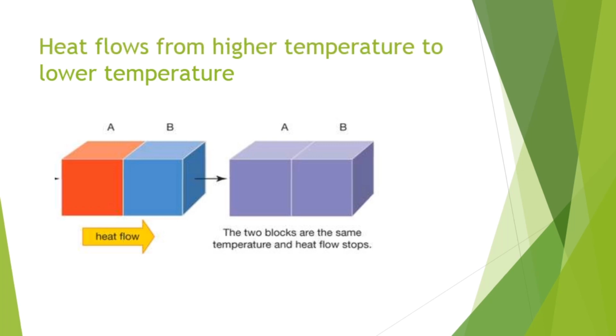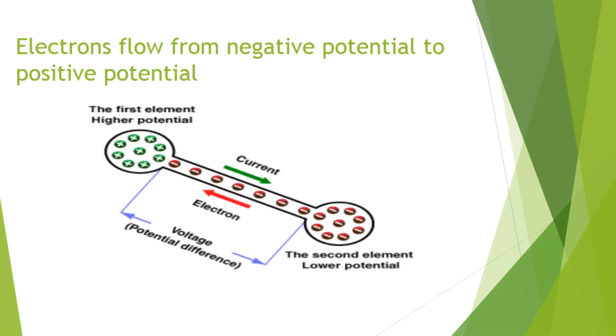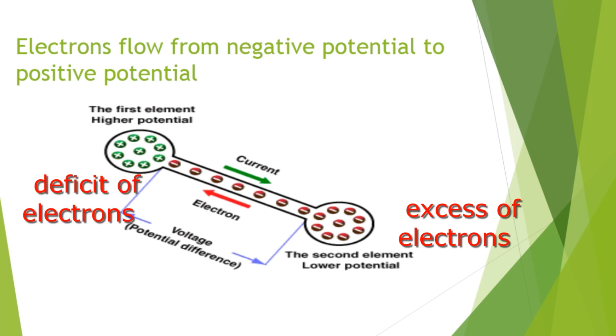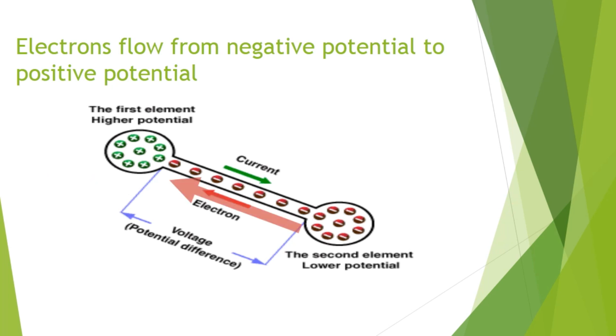In the same way, if two charged bodies are connected together, the charges will flow from the negatively charged conductor to the positively charged conductor, because negatively charged means there is excess of electrons and positively charged means there is deficit of electrons. That means the charge flows from more concentration of electrons to less concentration of electrons, and the current is always opposite to the direction of flow of electrons. Hence the current flows from positive charge to negative charge.